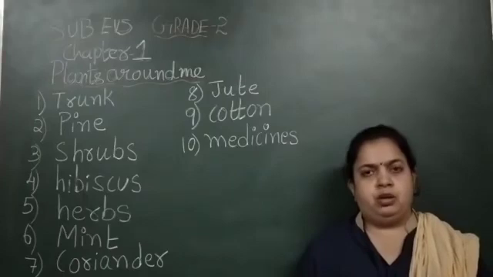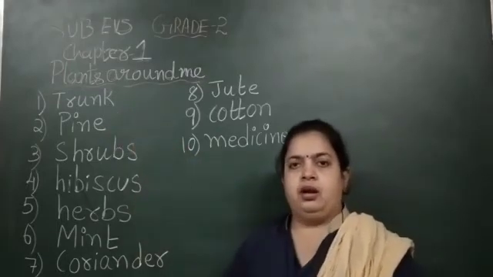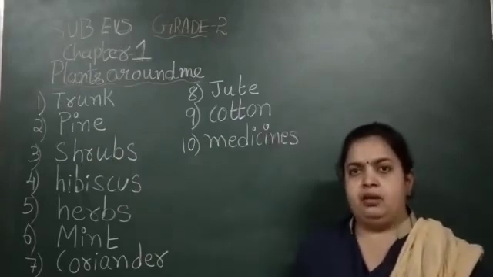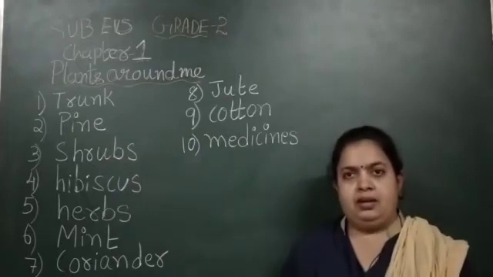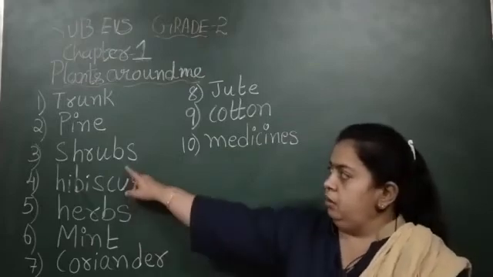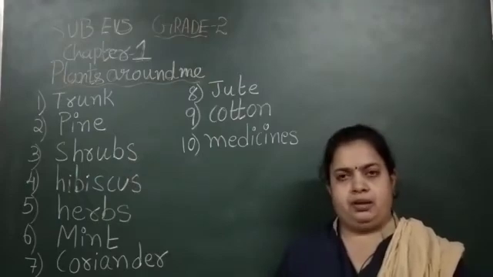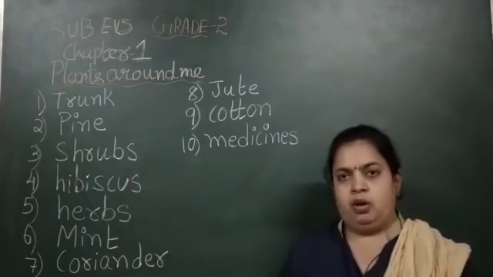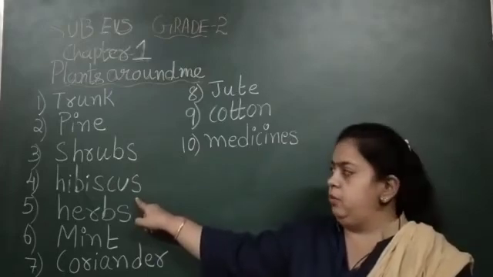Before explaining the remaining part of the chapter, I would like to teach you some new words. Okay? First one is the trunk. T-R-U-N-K, trunk. Number 2 is pine. P-I-N-E, pine. It is the name of a tree. Next is the shrubs. S-H-R-U-B-S, shrubs. They are the small plants. Next is the hibiscus. It is the name of a flower.